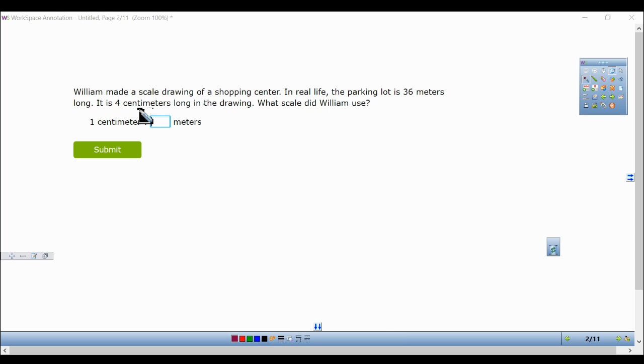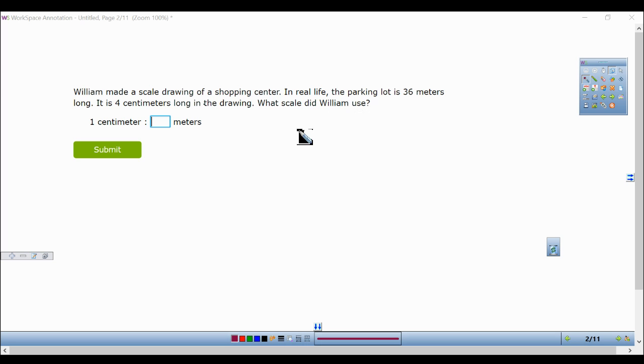William made a scale drawing of a shopping center. In real life, the parking lot is 36 meters long. It is 4 centimeters long in the drawing. What scale did William use?